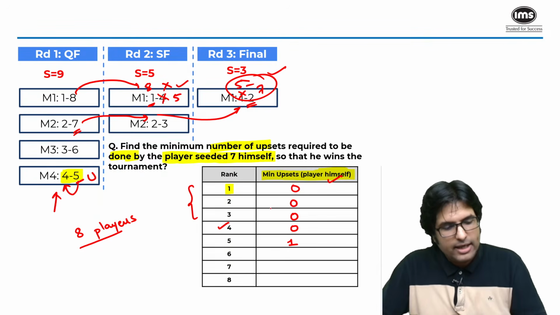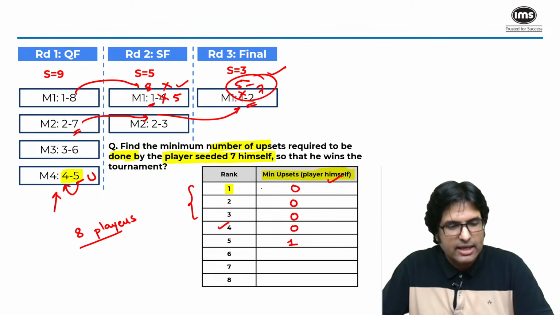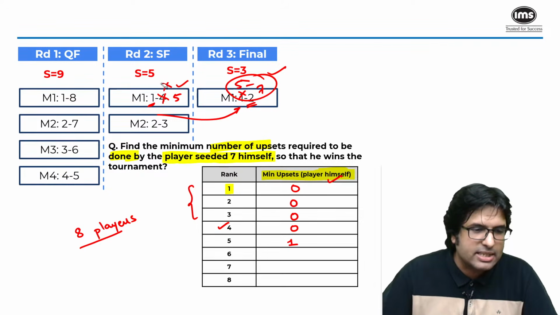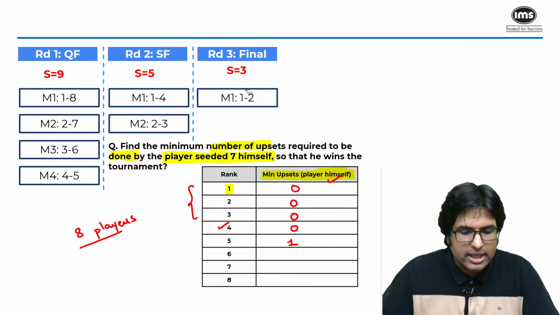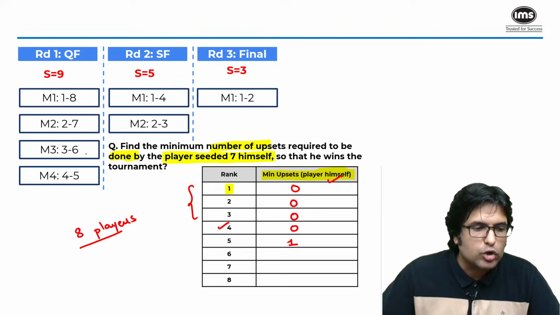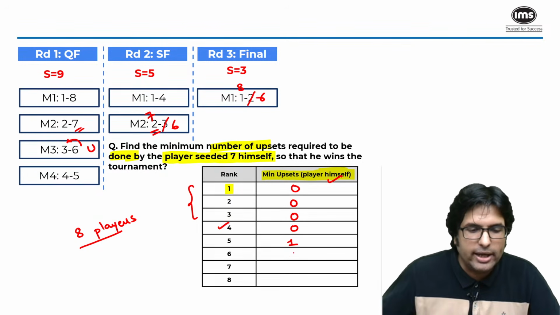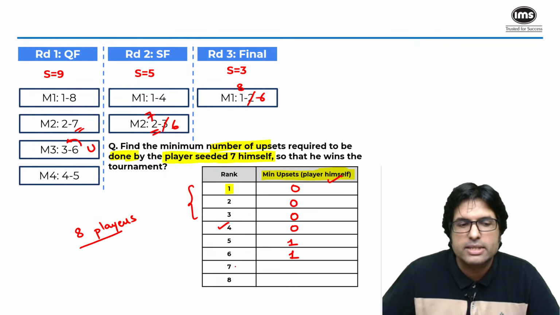If this is clear, let's move ahead to player rank 6, and now I can run through this fast. Player rank 6 again unfortunately is scheduled in round 1 against a better rank player. So player rank 6 would definitely require an upset here. So 6 would take the place of 3 by beating 3. Playing against 2, can we have a poorer rank player? Yes, 7 could be here, so no upset required here. 6 would take this place, here we could have 8. So again, only one upset is required for 6.